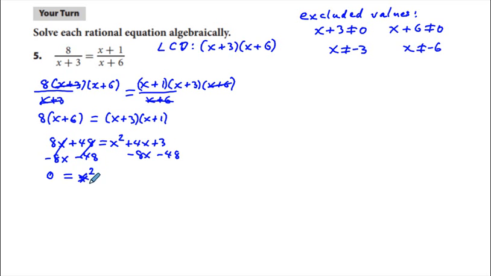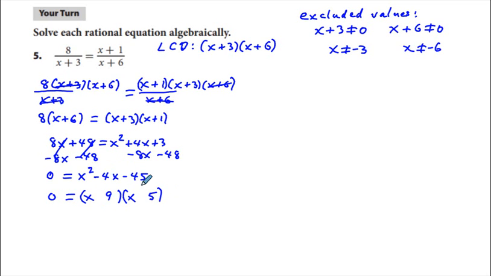We're left with 0 is equal to x squared minus 4x minus 45. Let's get this right. So we have 0 is equal to, and we are going to factor this quadratic trinomial. We have x and x. So we need two numbers that multiply to 45 and are 4 apart. Those are going to be 9 and 5.